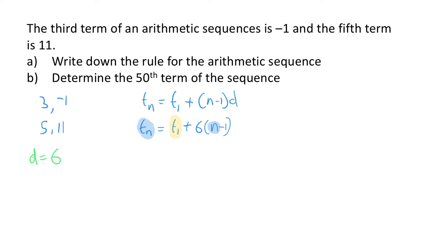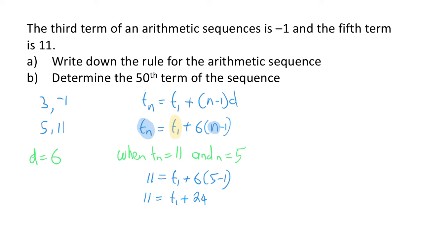So to substitute values in, I can go ahead and use either of my original pieces of information, so 3 and -1, or 5 and 11. To avoid using negative numbers, I'm going to use 5 and 11. So when Tn is equal to 11 and n is equal to 5, we can then substitute those values in, and 11 is equal to T1 plus 6 times (5 minus 1). So 11 is going to equal T1 plus 24, because 5 minus 1 is 4. 6 times 4 is 24.